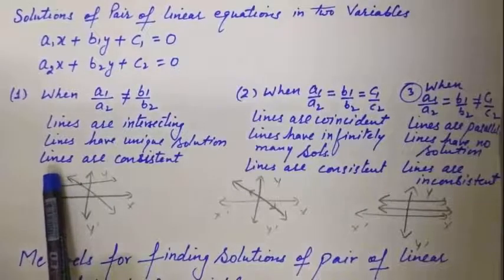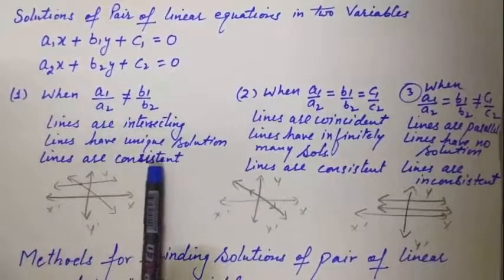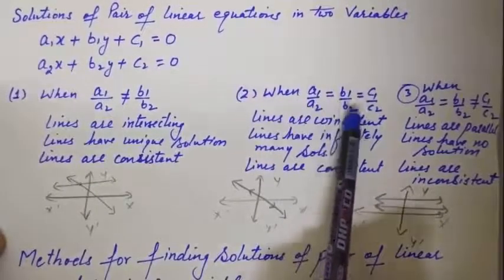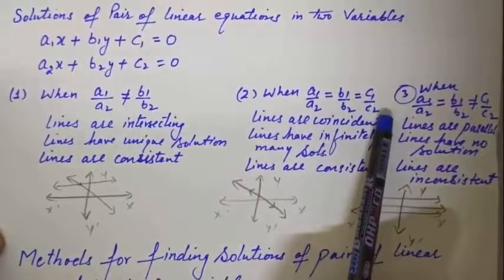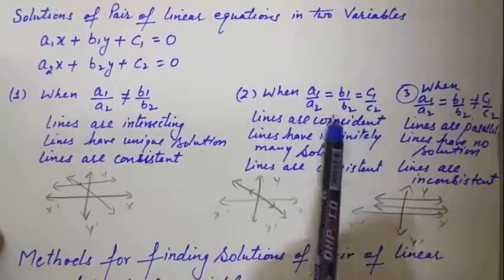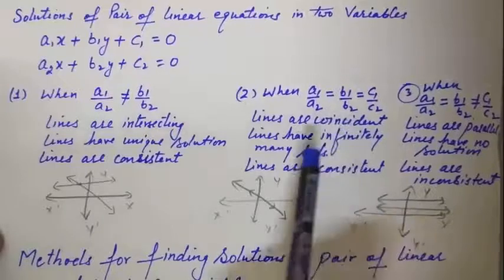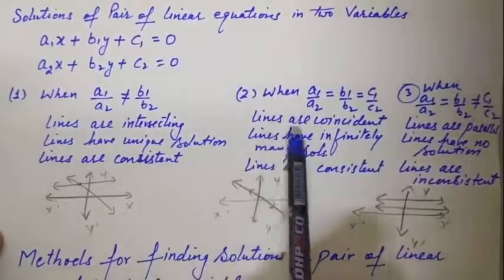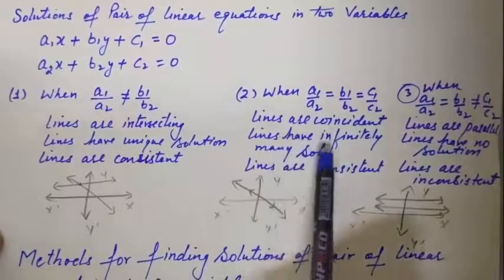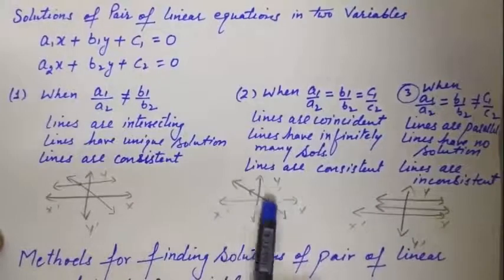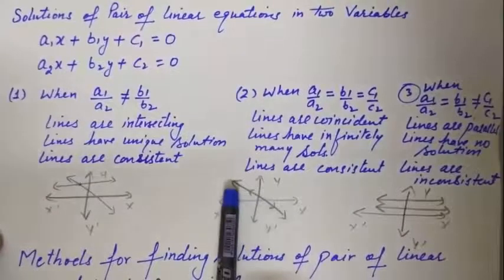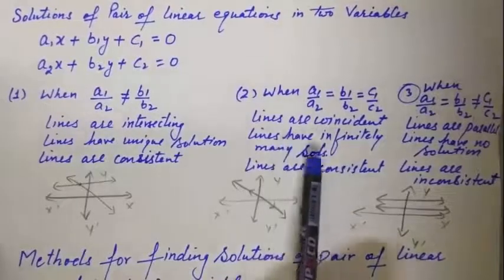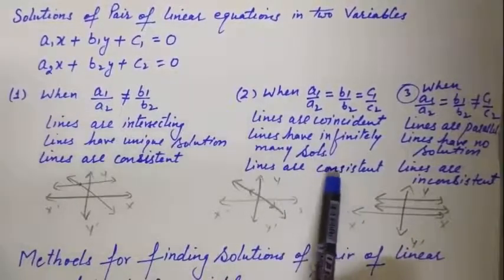And this pair of lines is called a consistent pair of lines. And the second option was when a1 over a2 is equal to b1 over b2 is equal to c1 over c2, then these lines are coincident. Coincident means overlapping lines. See here, these two lines are overlapping. Now in this case, the lines will have infinitely many solutions, because these two overlapping lines have infinitely many common points. So it will have infinitely many solutions, and these lines are also called a consistent pair of lines.